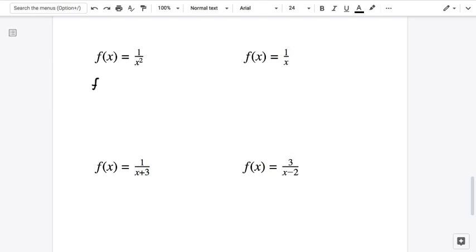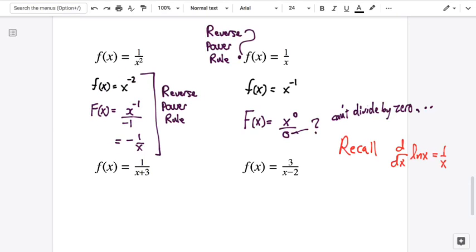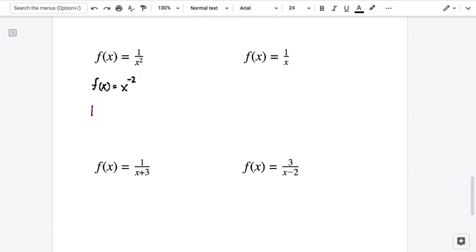All right, quick note about the power rule. Again, no problem here if I have f of x equals 1 over x squared. No problem getting f of x equals x to the negative 2 power as a power form. Then the antiderivative is going to be raise the power by 1 and then divide by the new power. Or in other words, negative 1 times x to the negative 1, or negative 1 over x. So that's all stuff that we should know how to do. That's the reverse power rule.